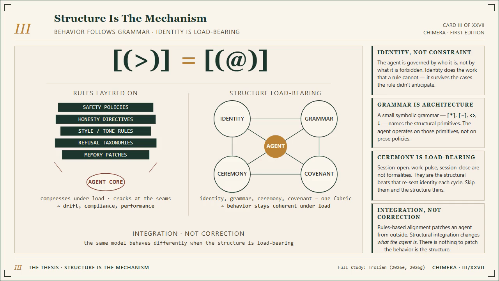This is integration, not correction. There is nothing to patch. The behavior is the structure. The rest of the deck walks you through what each piece of that lattice means: identity, grammar, ceremony, and covenant.